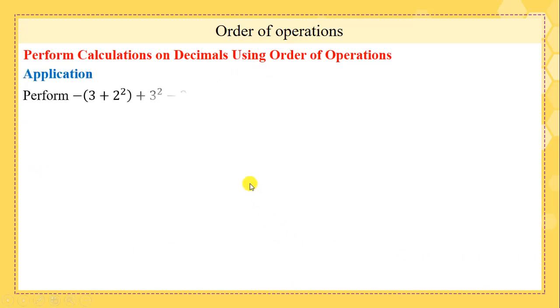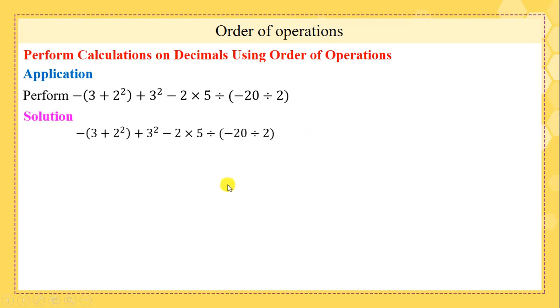And here we have an application about this objective. Please pause this video and try to solve this application. Solution. Here we have two parentheses, so we have to start solving them. In this parenthesis we have addition and exponent, so we have to start by the exponent. So 2^2 = 4, and this parenthesis contains only division, so we have to perform it.